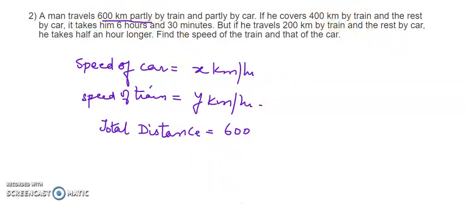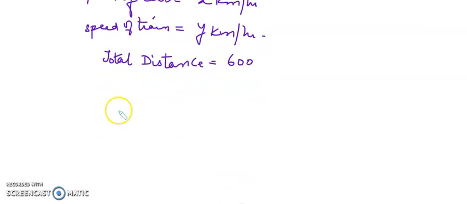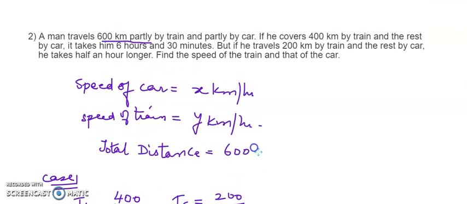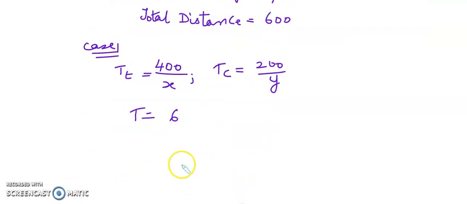And the time taken is 6 hours and 30 minutes. So in the first case, 400 kilometers by train will be my time for the train, and the time for the car will be for the remaining: 600 minus 400 is 200 by y. So case 1: total time is 6 hours and 30 minutes. 30 minutes is 0.5, so 6.5 hours, which is 13 by 2 hours. Why am I keeping it in fraction? Because it's easier to solve.